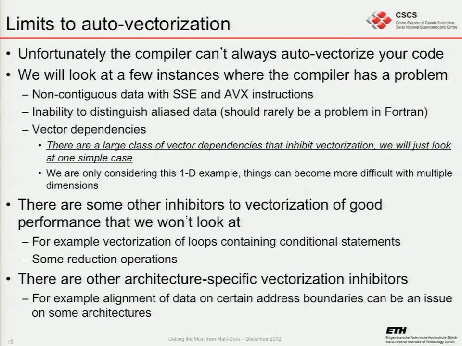And then we've got the list of vector dependencies. We're going to look at a simple case here. And when you go into multiple dimensions, of course, this can get far worse for potential dependencies, particularly where you can have potentially overlapping arrays, and the compiler doesn't quite know how things are working.